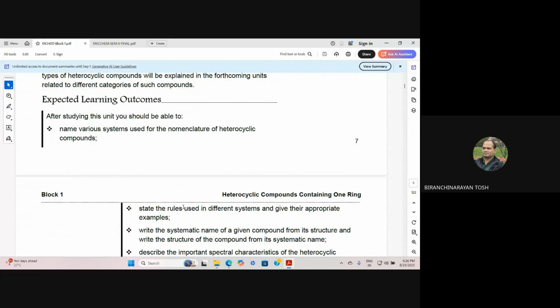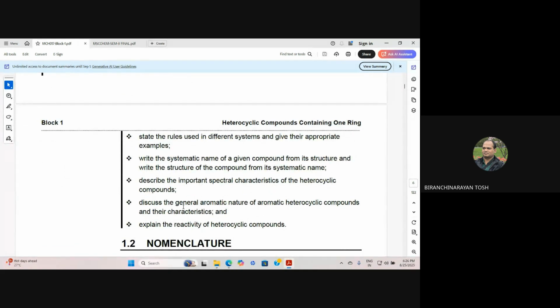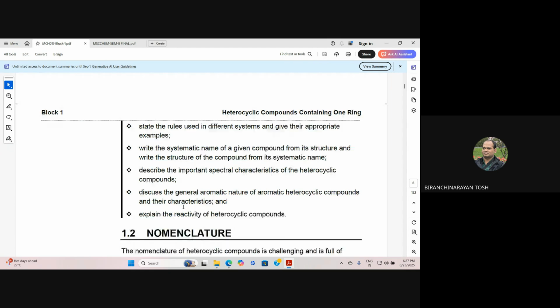So what are the learning outcomes? We can name the various systems for the heterocyclic compounds. What are the rules of different systems with their appropriate examples? Then how can we write the name? Then we'll move to the second unit, that is the spectral characteristics of heterocyclic compounds. Then the aromatic nature of aromatic heterocyclic compounds and their characteristics, and the reactivity of heterocyclic compounds.